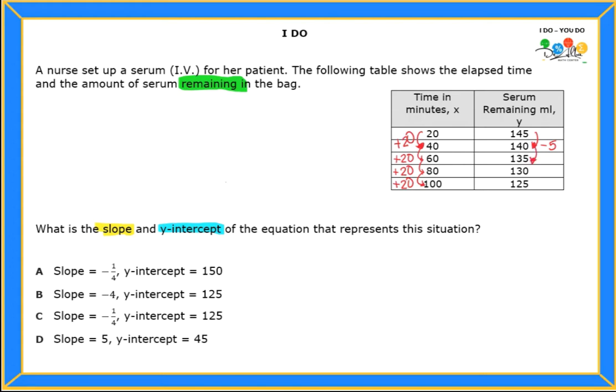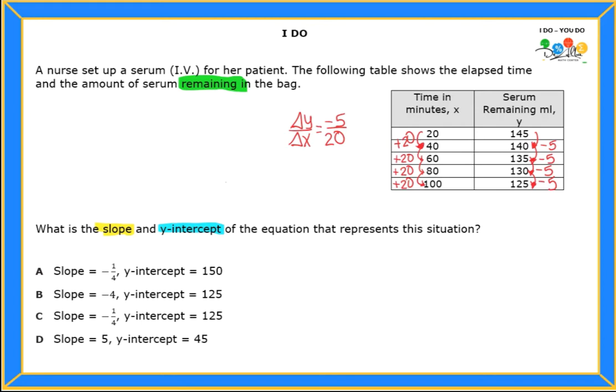140 to 135, I'm taking away 5. From 135 to 130, I'm taking away 5. And on the last one, we're still taking away 5. So I can see the constant rate of change. Is that right? So I'm going to be finding the change of the y over the change of the x. The change of the y was a -5, and the change of the x is a 20. So the next question will be if I can simplify or what can I do. So we'll come back to that in a minute.